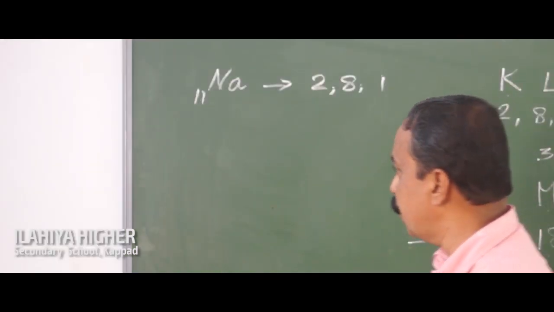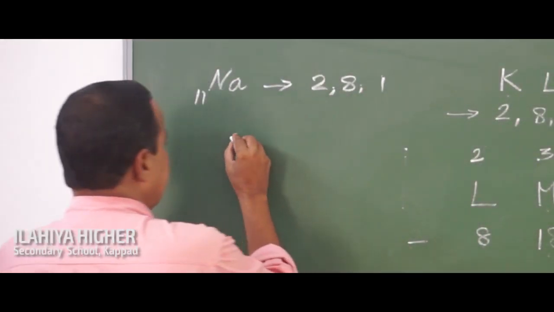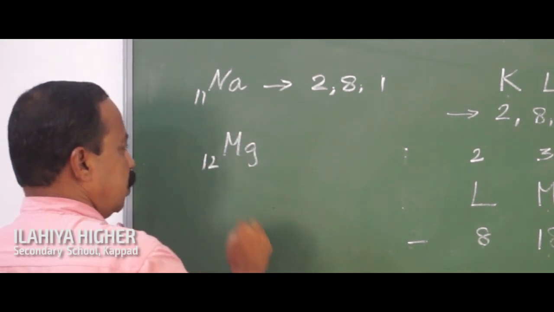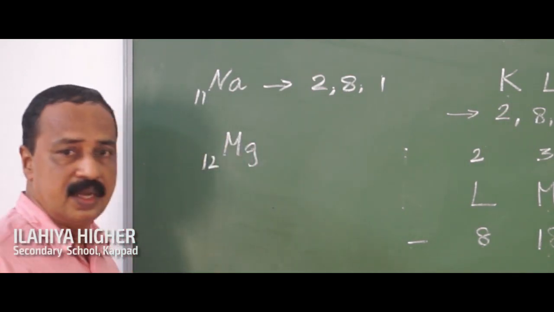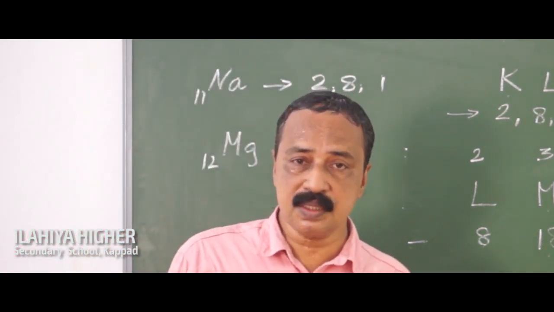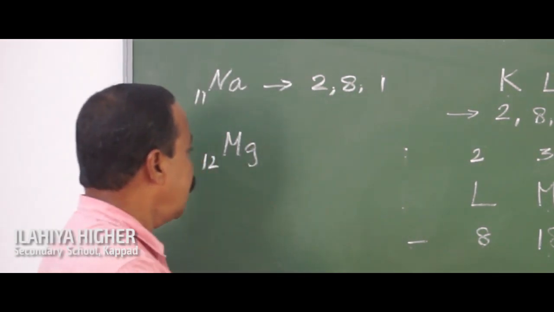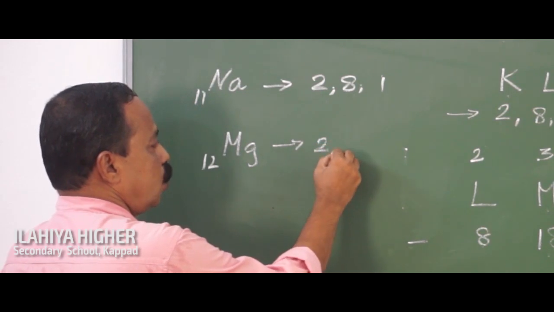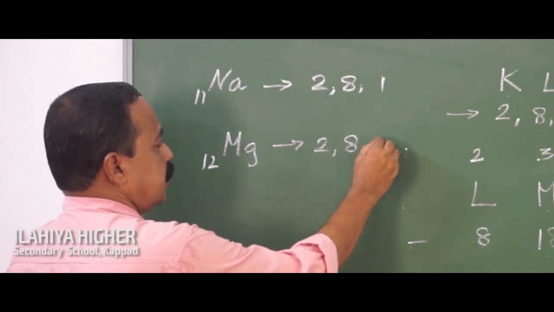I am going to give you another example. Magnesium, Mg, atomic number is 12. Can you find which group and which period it belongs to? Here, write the electronic configuration. The electronic configuration is 2, 8, 2.